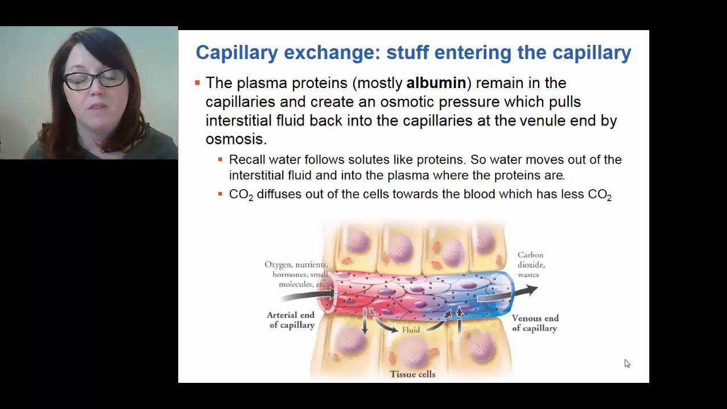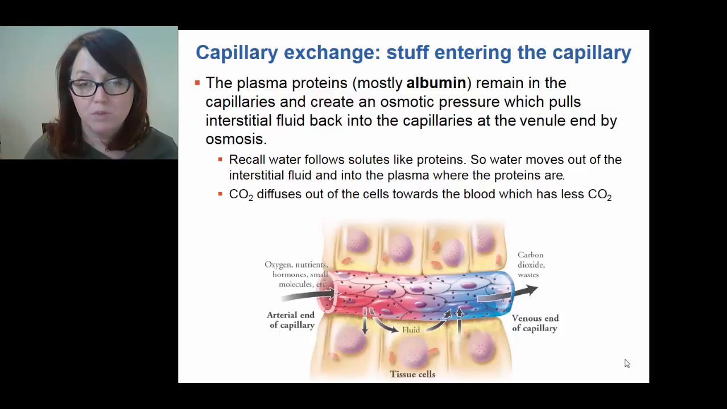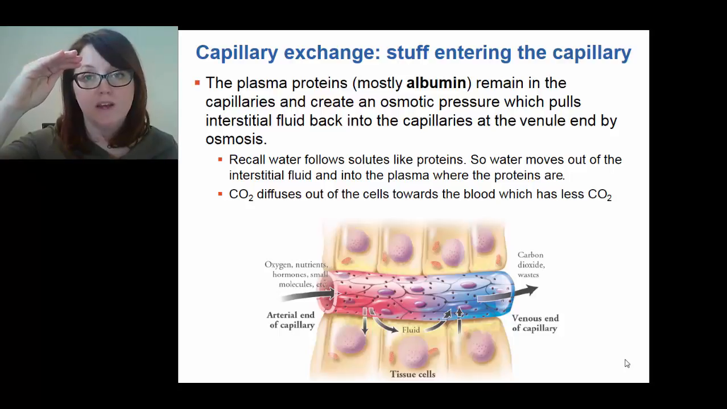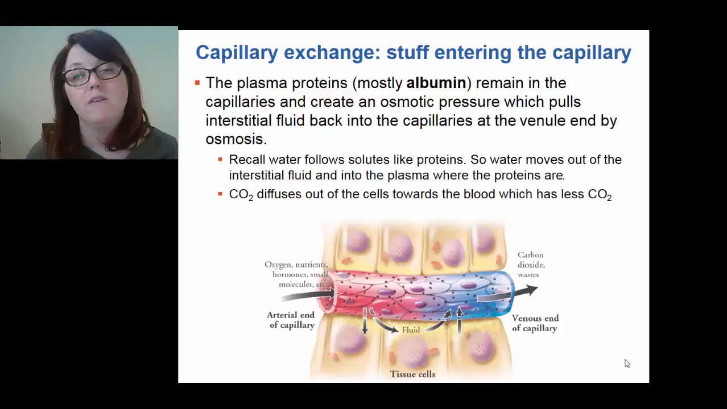Something else that's happening in the venule end of the capillary is movement of carbon dioxide. Now don't forget the process of ATP requires oxygen and produces carbon dioxide. So these tissue cells have been very busy making ATP, and they've been producing a lot of carbon dioxide. So there's a high level of carbon dioxide in the cells, but a lower level of carbon dioxide in the blood. So the carbon dioxide will diffuse from an area of high concentration, the cells of the body, to an area of low concentration inside the venule end of the capillary.